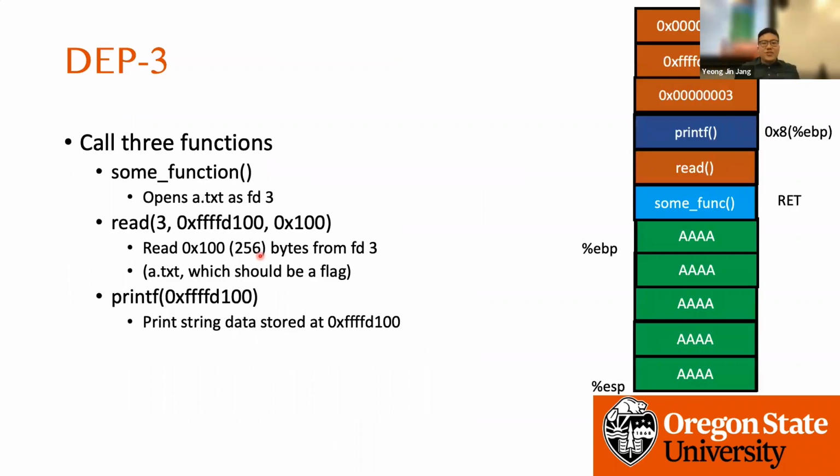So the exploit sketch is something like this. We will call 3 functions. With the first function, we will open flag.txt, the flag as a symlink, and then there will be a file descriptor 3. Then we will call read(3, some stack address, length). Then it will read the flag, and later we will call printf with the same address. Then we can print the flag.